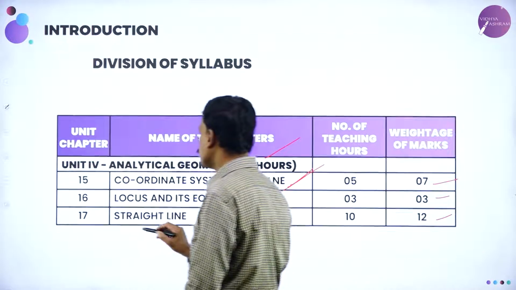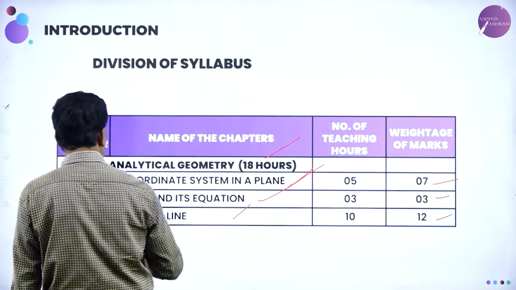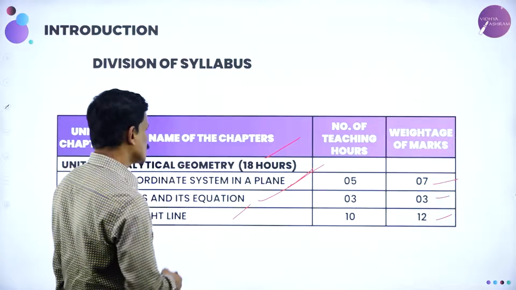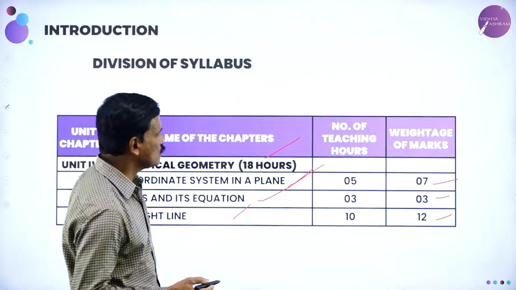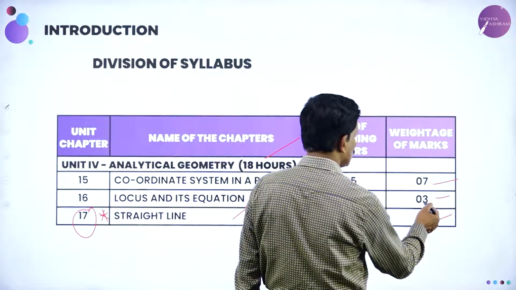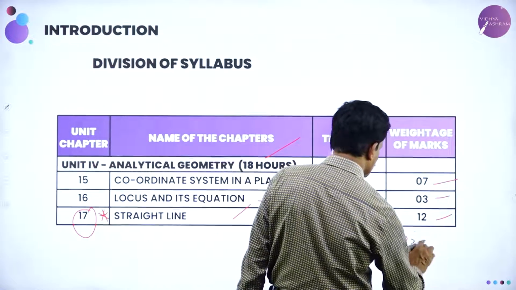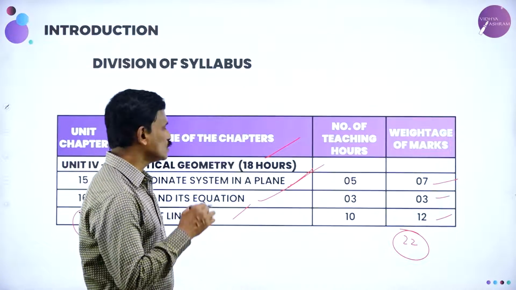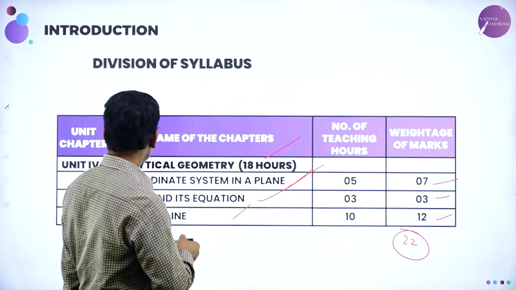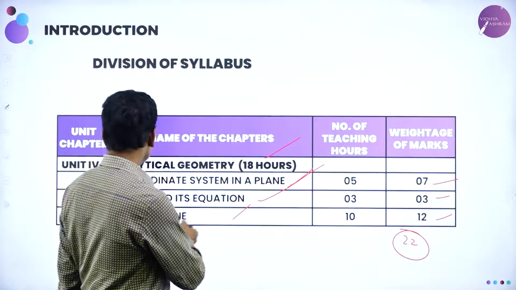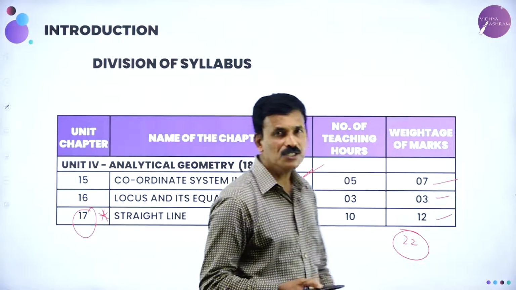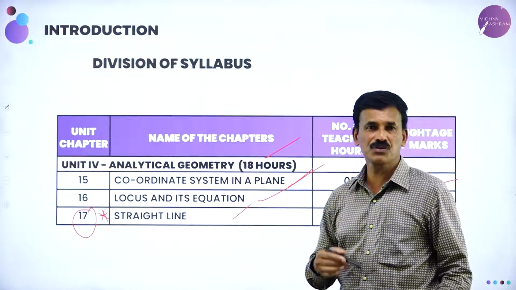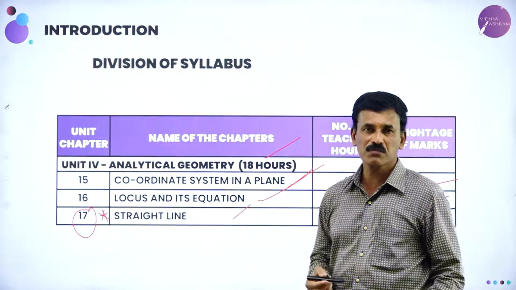So the very important chapter here is straight lines. So different types of straight lines and the problems connected to this we are going to study in straight line. So totally this will also carry 7 plus 3 is 10 plus 12 is 22 marks. So 22 marks from this analytical geometry. So in analytical geometry we have 3 chapters: coordinate system, locus and its equation, and a straight line. Now these are the 4 divisions which you are going to study in first PUC basic mathematics.